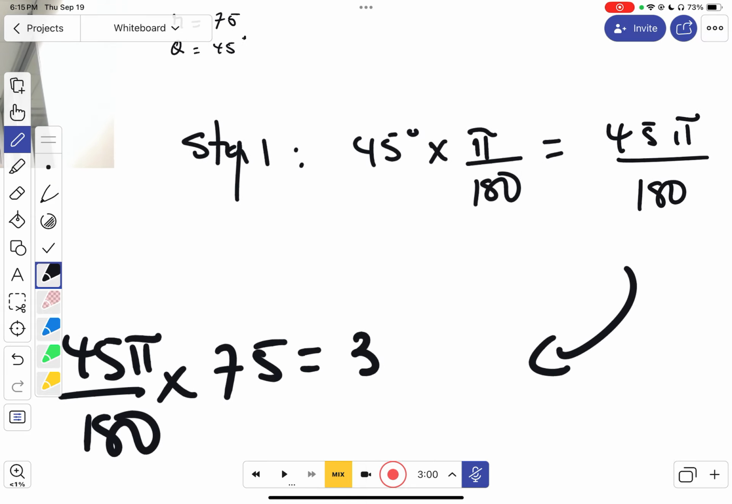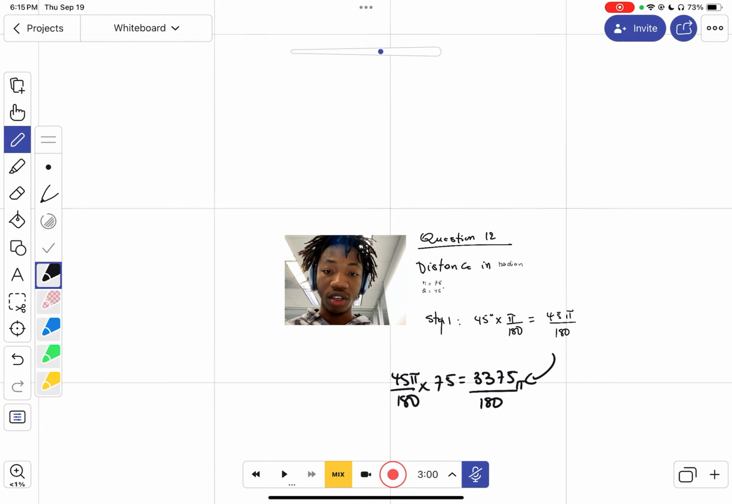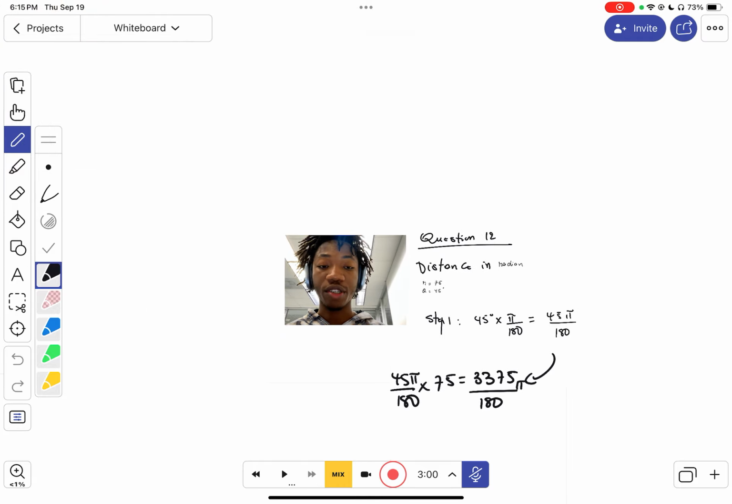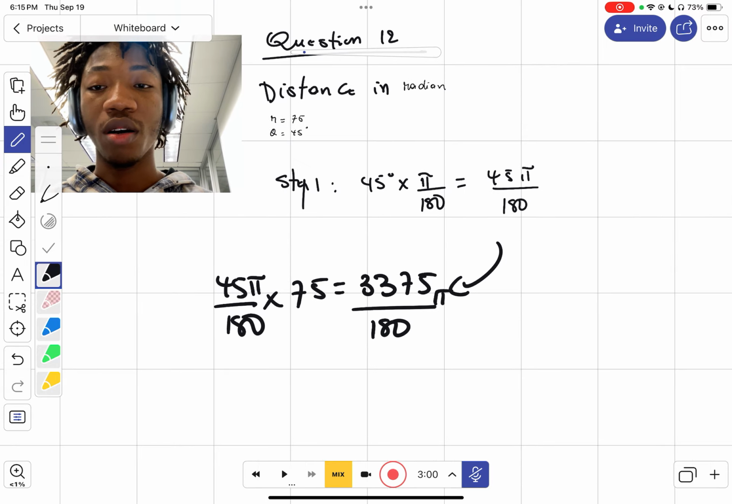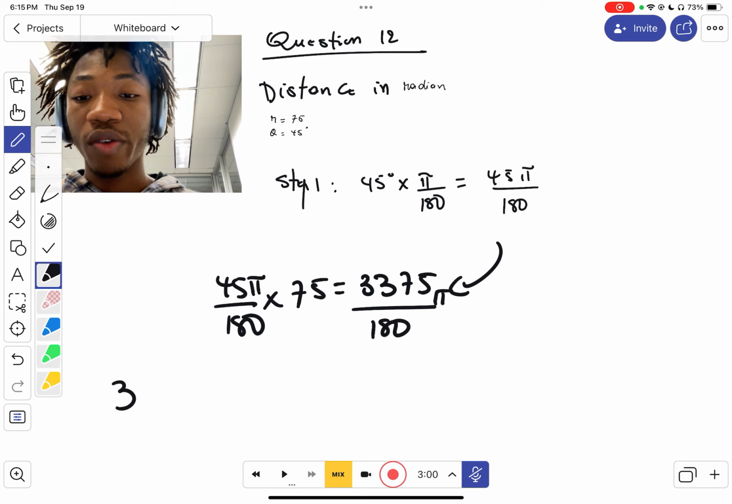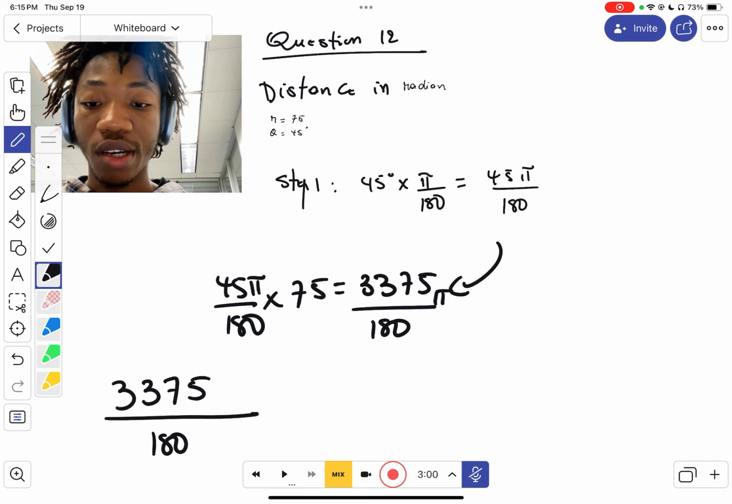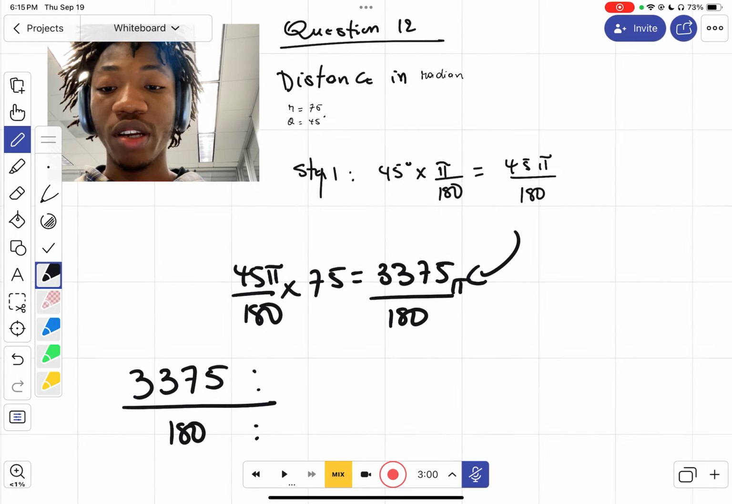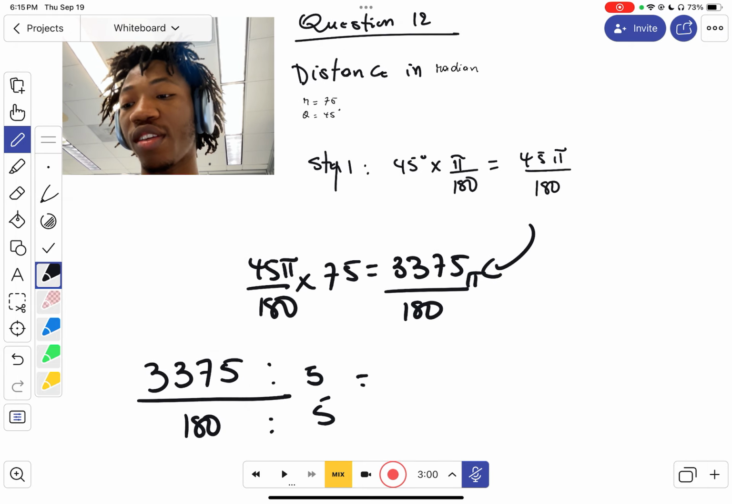And it will give you 3375 pi over 180. So right now we're going to reduce this fraction because they ask us to reduce it in the question. So for that we're going to simplify it. We're going to start with a small number and slowly go up until we cannot reduce it anymore. So I think with this one you can start with 5. See what it's going to give us.